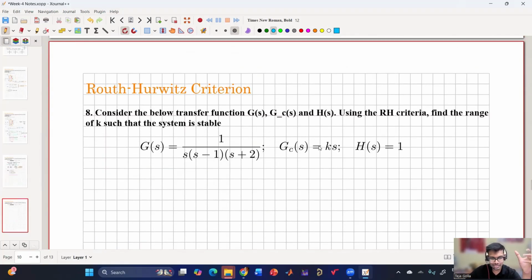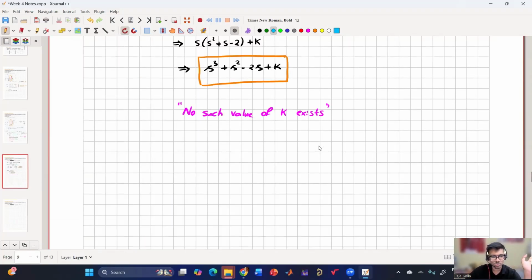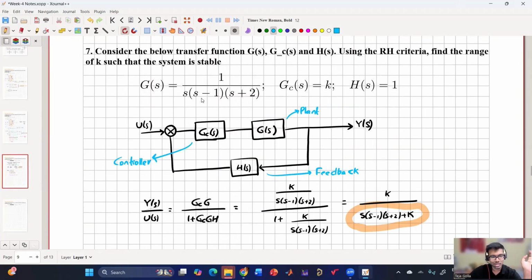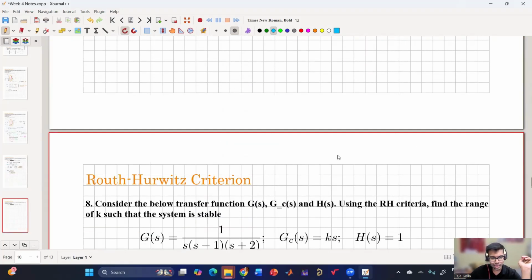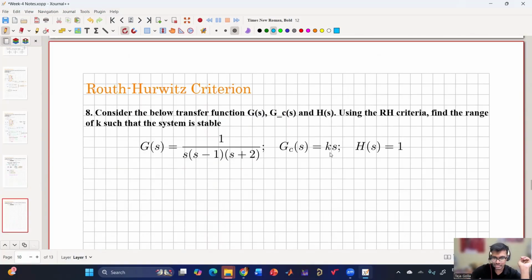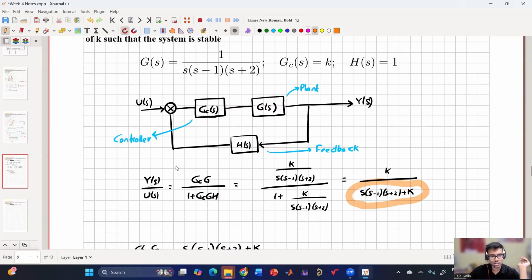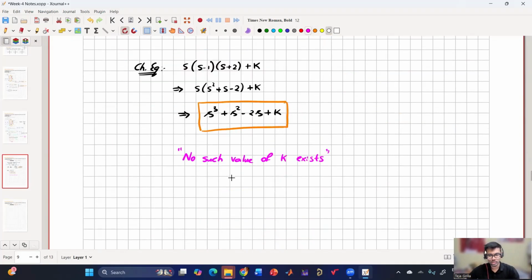So I have considered again the same problem, and that thing is the same. If you see, 1 by (s minus 1)(s plus 2), K and 1. Now here I have considered, instead of K, I have considered Ks. This is what I have considered to check whether the system can be stabilized at all if I vary Gc, because my objective is to design a controller to stabilize the system. So let us take this expression and then let us go back there.